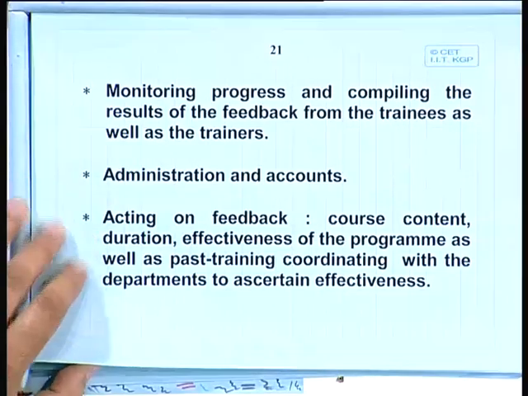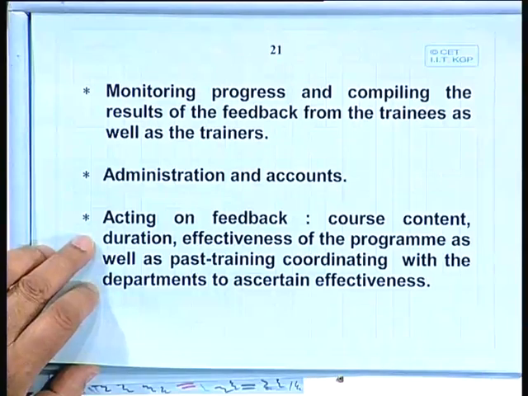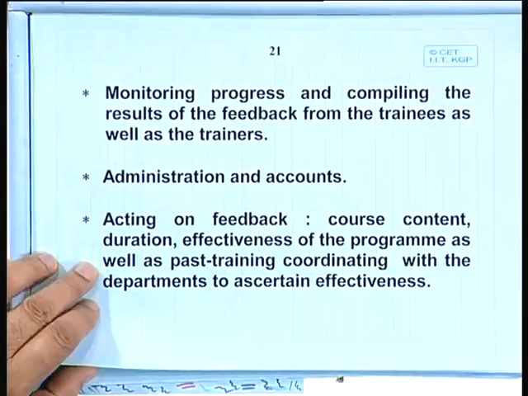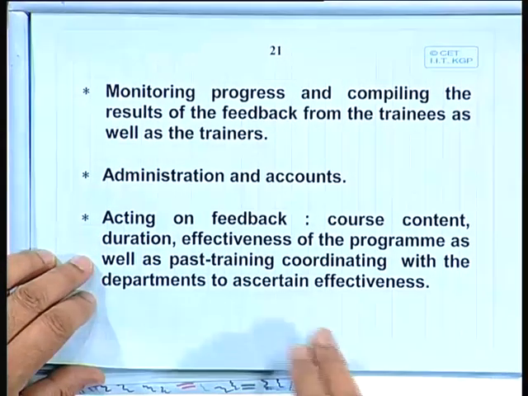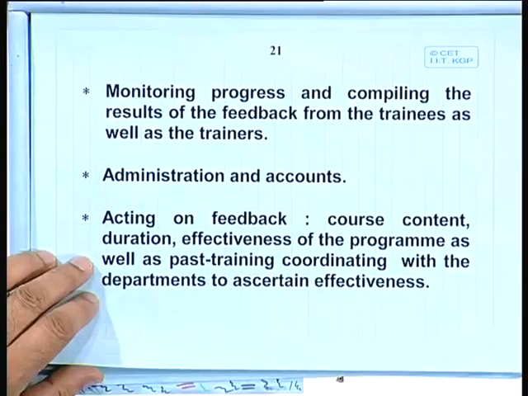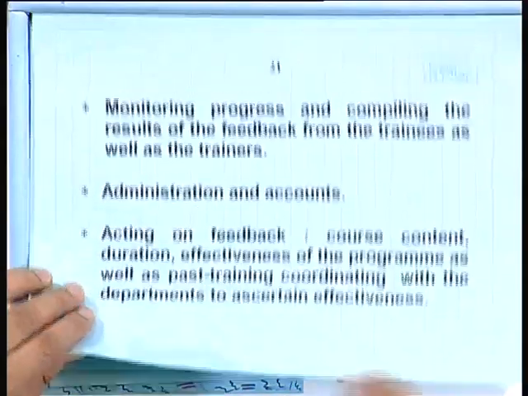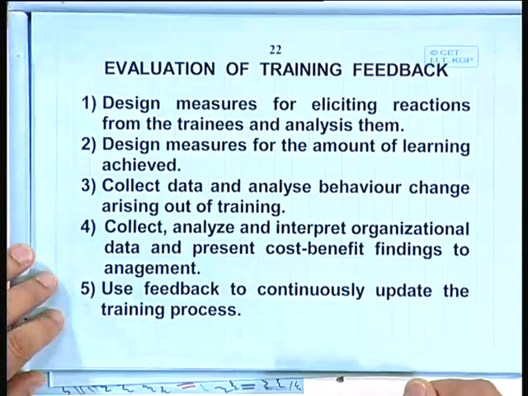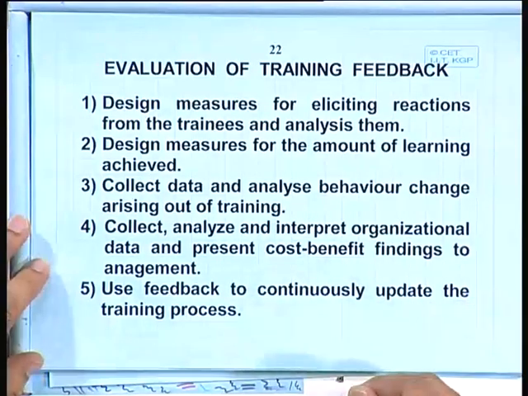and then due action should be taken on it. Administration of accounts, what is the cost of training. Acting on feedback, course content, duration, the feedback form will tell you that, and you have to act on it. Effectiveness of the program as well as the past training, coordinating with departments to ascertain the effectiveness. The participants may say very effective, but you go and ask the boss that you sent so many people over the last 3 years for this training, has it reflected in the work, and the boss says no, then obviously you cannot rely on only the feedback.